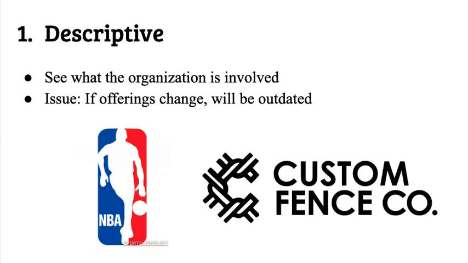So descriptive is when you see what the organization is involved in or does. So the NBA logo has a person with a ball in it. So we can see, probably without seeing the words or any wording underneath of it, that this is some sort of basketball organization, right? And then we've got this custom fence company that's got their C in a chain link fence graphic.